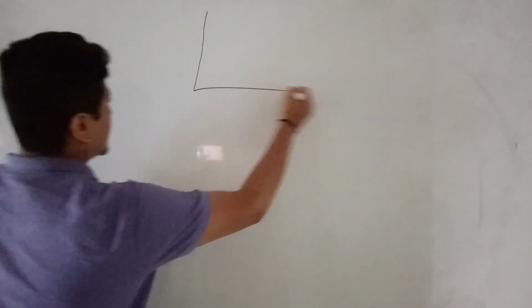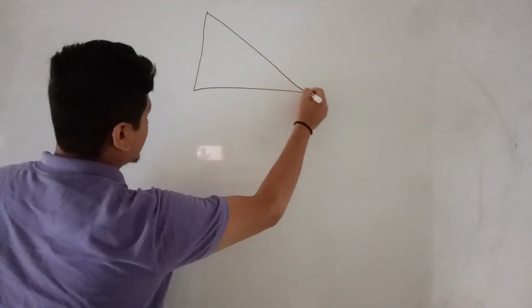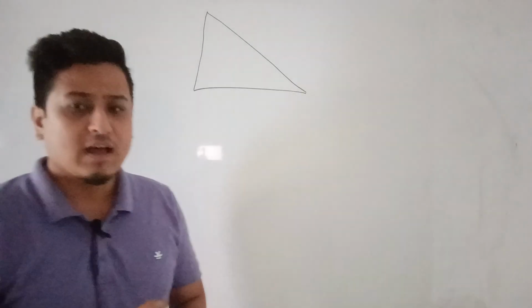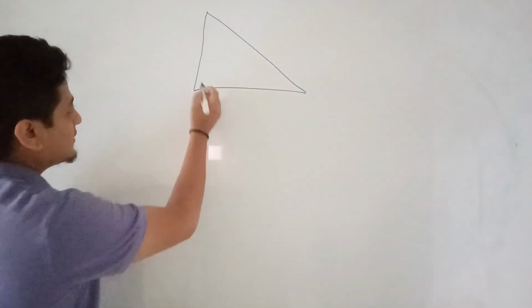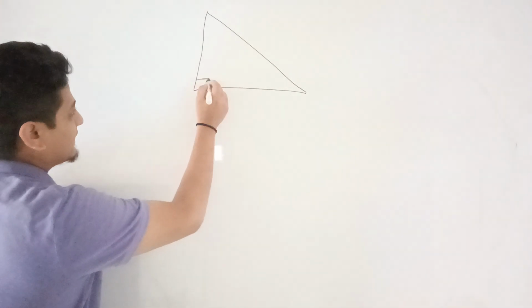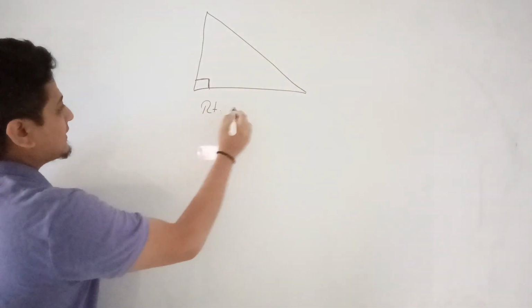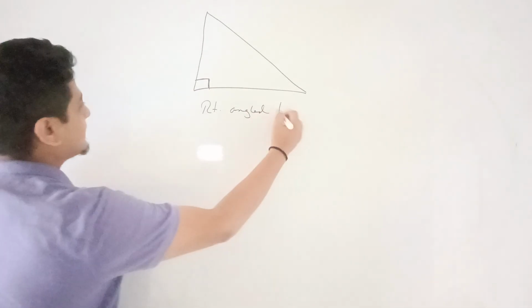Before this, I would like to tell you something. What is this? This is a right angle triangle. How do we know this is a right angle triangle? Because one of the angles is 90 degrees. This angle is 90 degrees, so it is known as a right angled triangle.